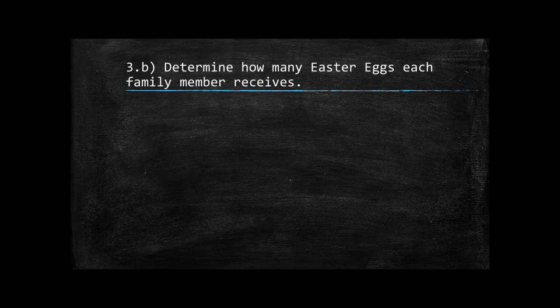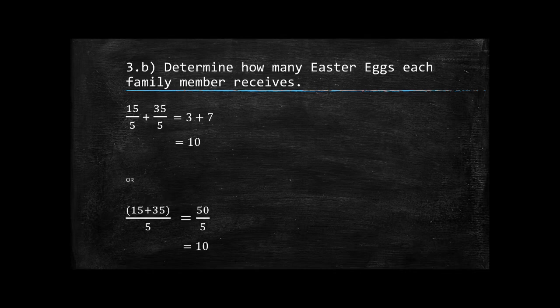3b. Determine how many Easter eggs each family member receives. So let's work this out using our 2 methods. First of all, let's divide 15 by 5 and 35 by 5. That gives us 3 plus 7, and a total of 10 Easter eggs per person. Second method, we're going to add up 15 plus 35 to give us a total of 50 Easter eggs. And when we divide that by 5, we also get 10 Easter eggs per person.